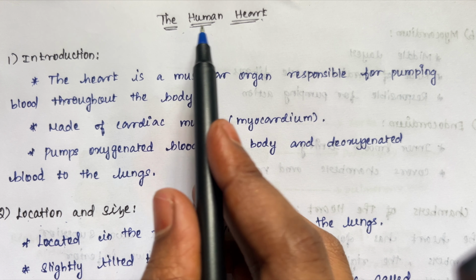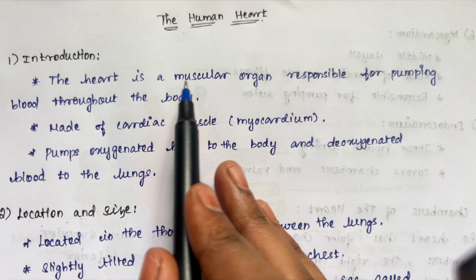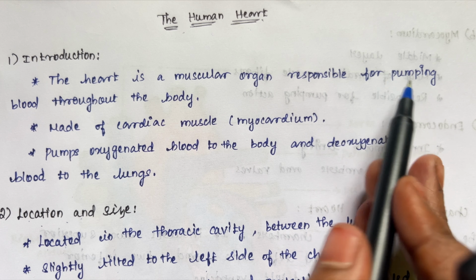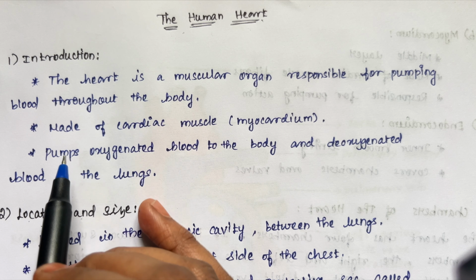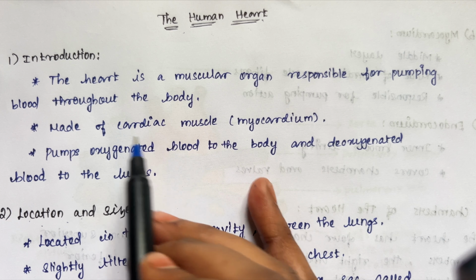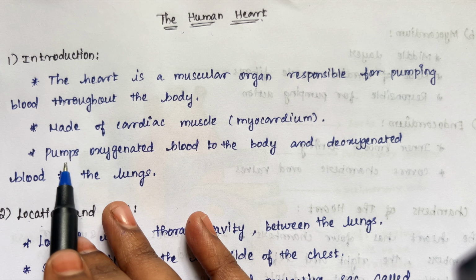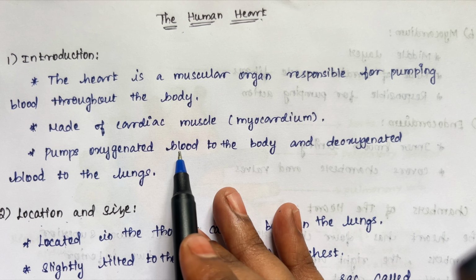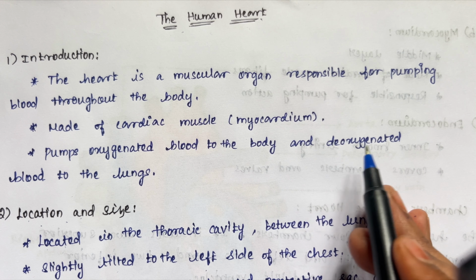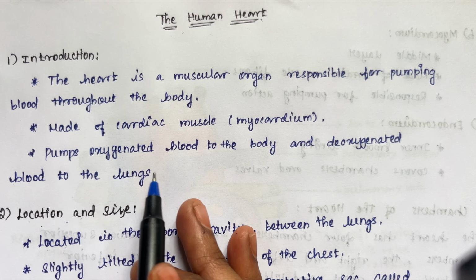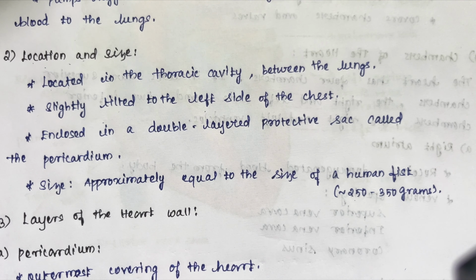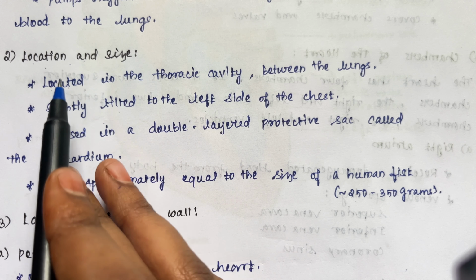Going to see about the human heart. The heart is a muscular organ responsible for pumping the blood throughout our body. So it is made up of cardiac muscles, which is also known as myocardium. The main two functions of a heart is to pump oxygenated blood to the body and deoxygenated blood to the lungs. Next, we are going to see the location and size.